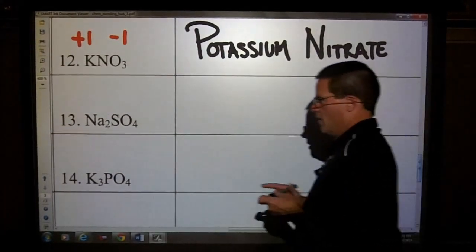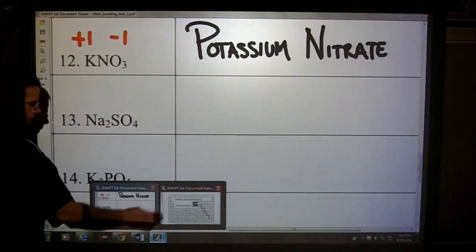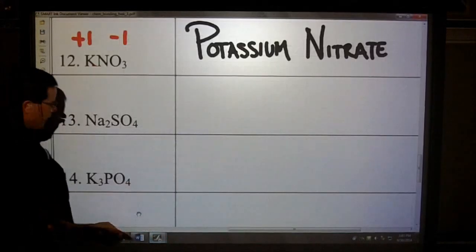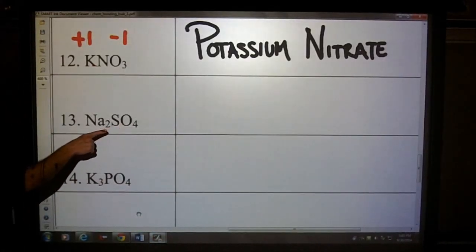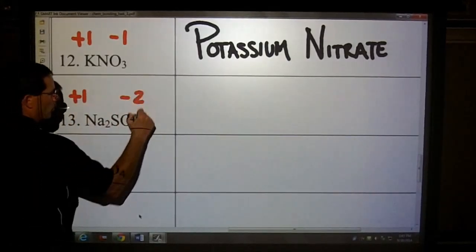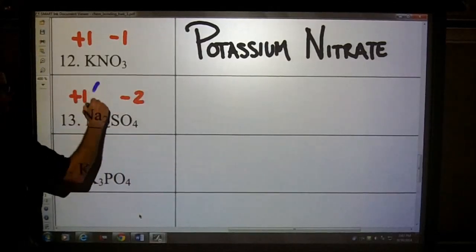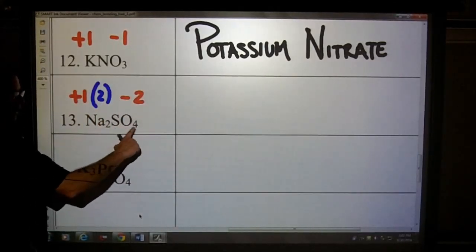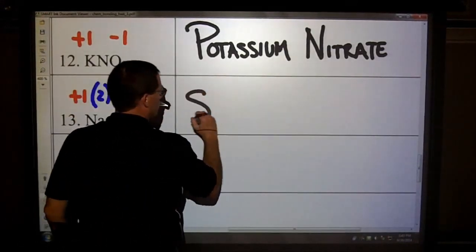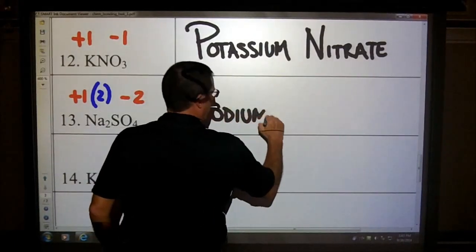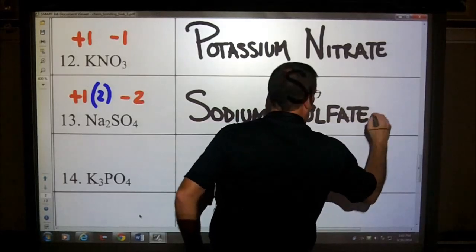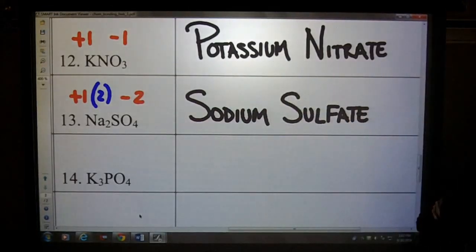So number 13, Na. Again, group 1A, which is sodium, has a +1 charge. And SO4 is sulfate. So if you're checking the charges, sodium has a +1 and sulfate's a -2. That is why there are 2 sodiums and only 1 sulfate. Again, no parentheses. So in this case, we have sodium sulfate. Okay. So sodium sulfate.